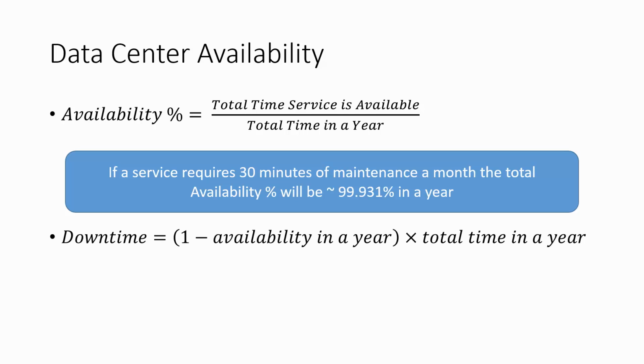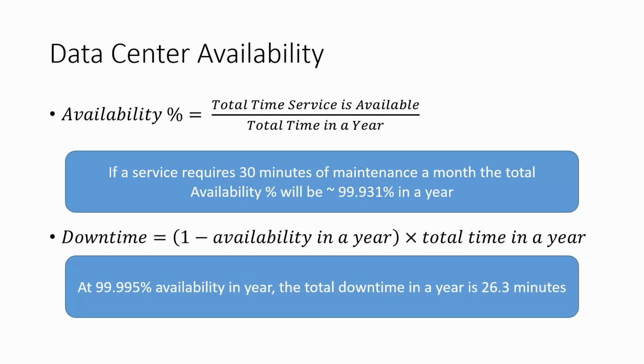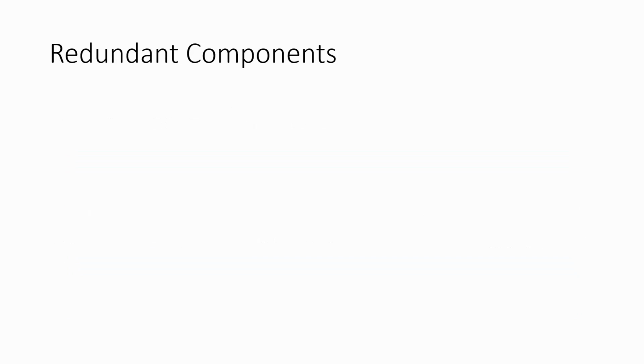Conversely, the downtime of a service, if you are given the availability percentage, is nothing but 1 minus the availability in a year times the total time in a year. So if you have a data center that claims to be 99.995% available, then the total downtime in a year for that data center should not be more than 26.3 minutes.